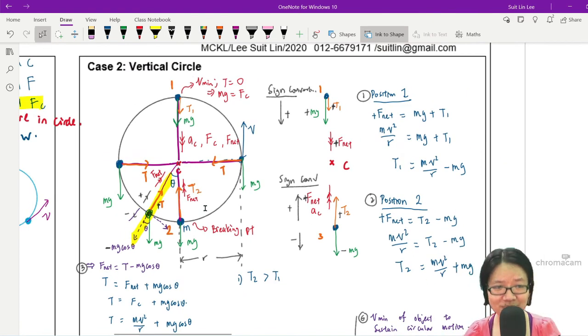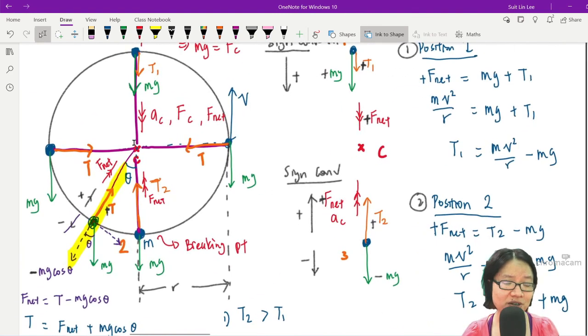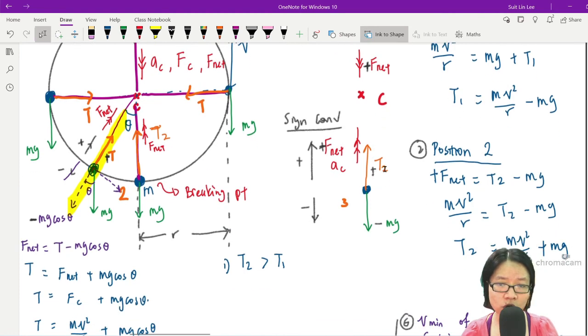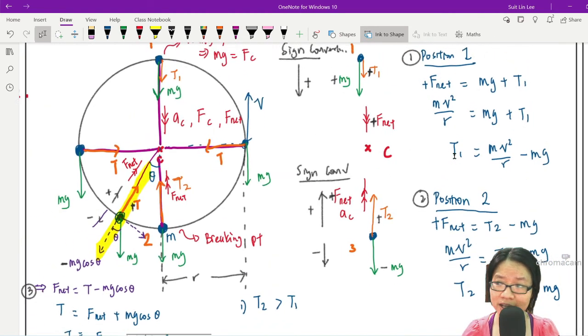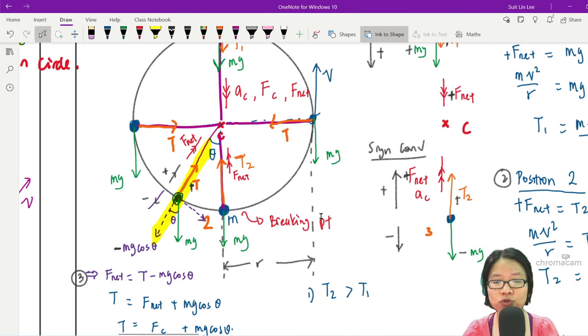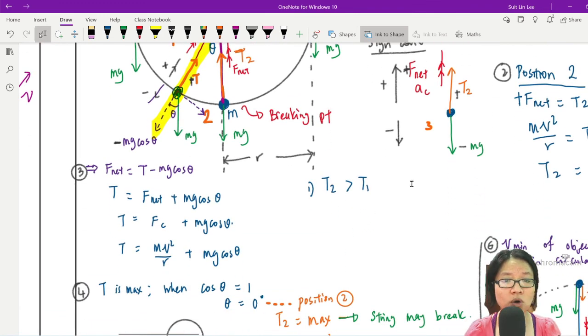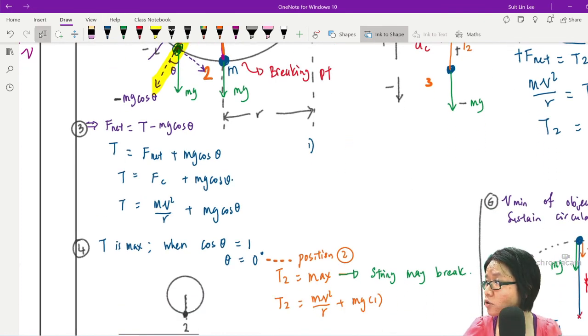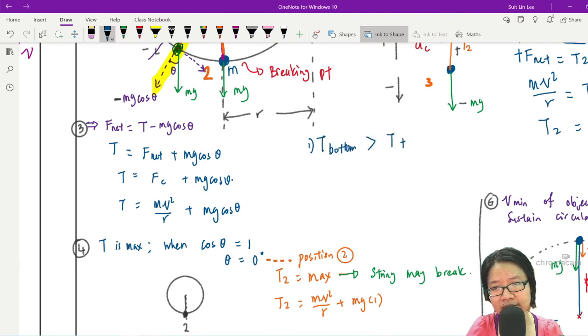In this video, very important, the direction of the center of the circle is the direction of your centripetal acceleration. Use that sign convention to help you write your resultant force equation, whether it's mg plus T1 is equal to net force, or T2 minus mg is equal to net force. 1 and 2 is what you need to know how to do. 3 is extra, to prove to you that T2 is greater than T1. Or maybe I should write it like this: T at the bottom is greater than T at the top.